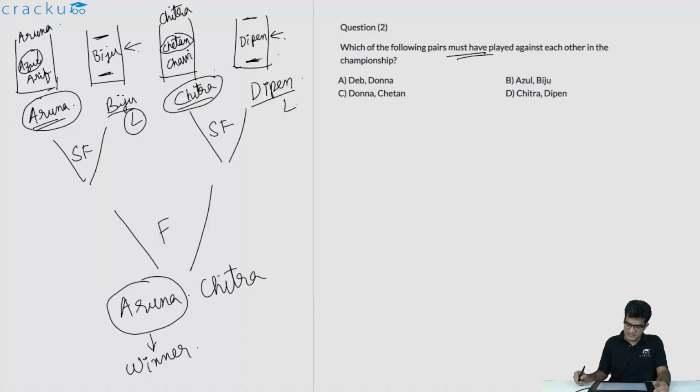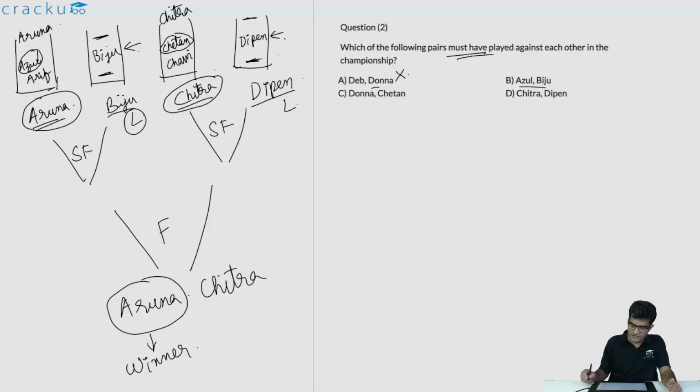Which of the following must have played against each other in the championship? Deb and Donna definitely did not play against each other. One of them was ranked 1. Deepen played against the other person and Deepen won that match. So the other person was eliminated. And whoever was ranked 1 then played against Deepen. Deepen again won that match and now he qualified for the semi-final. At this point, Deepen had played 2 games. But Deepen played a total of 3 games only. So this would imply that Deepen lost in the semi-final. So it is not option A.